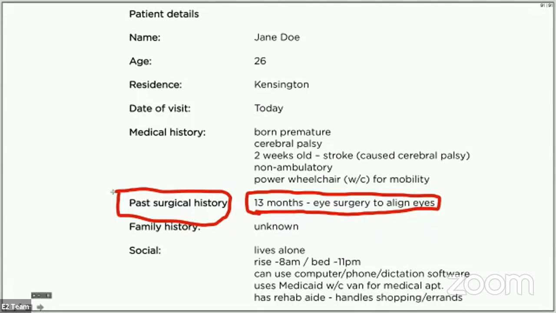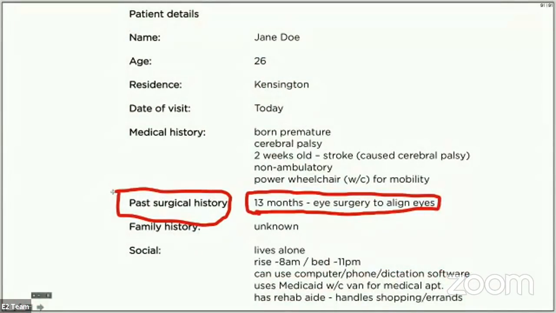Now, the interpretation, there's 2 ways to interpret this. One is 13 months ago, Jane, this patient Jane, had eye surgery to align her eyes, which, by the way, is wrong. That's not right, because we're looking at past surgical history.